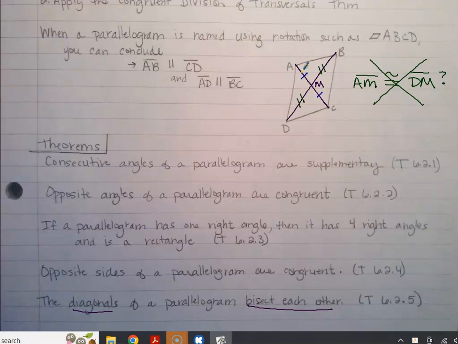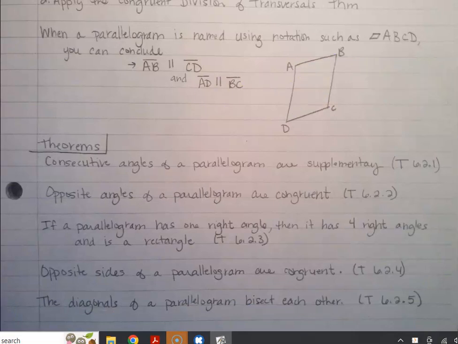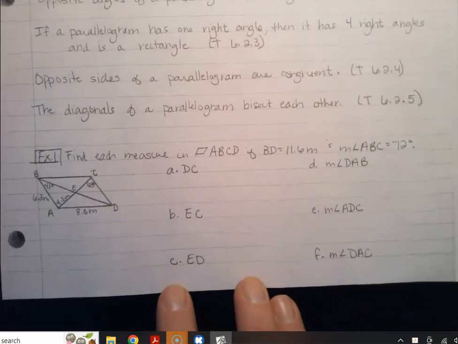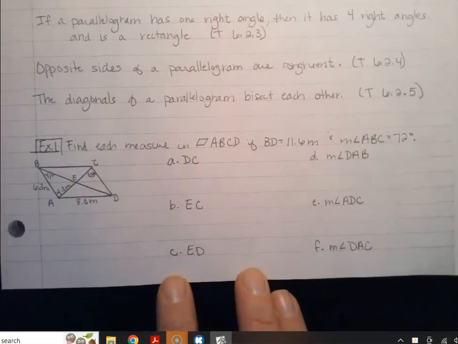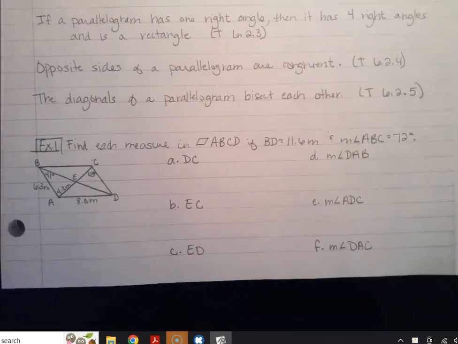Awesome. Okay, so let's start putting all these theorems, because there's 5 theorems there. It's like, whew, overload, into practice with example 1. Find each measure in parallelogram ABCD if BD equals 11.6 meters and the measure of angle ABC equals 72 degrees.